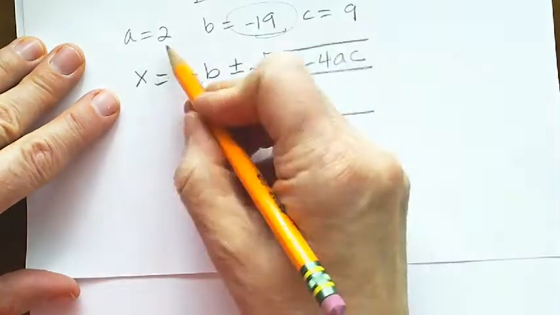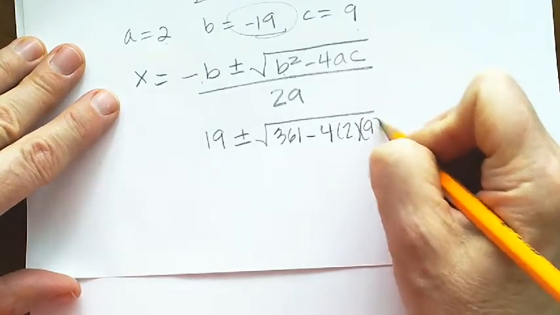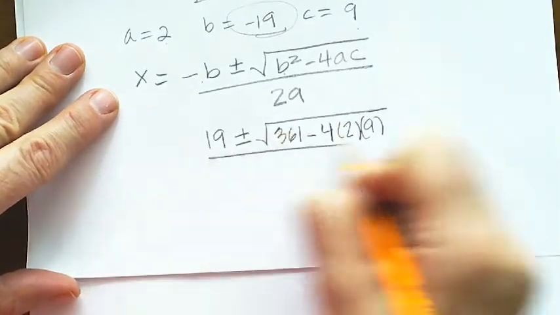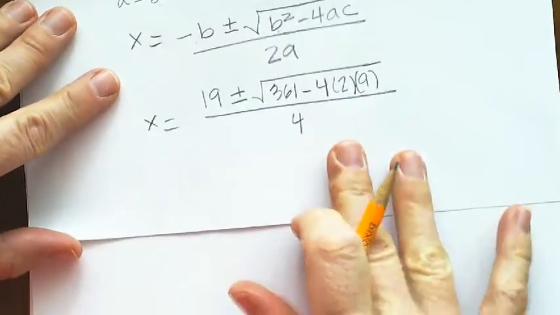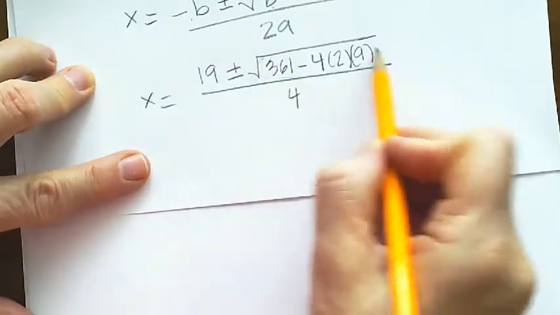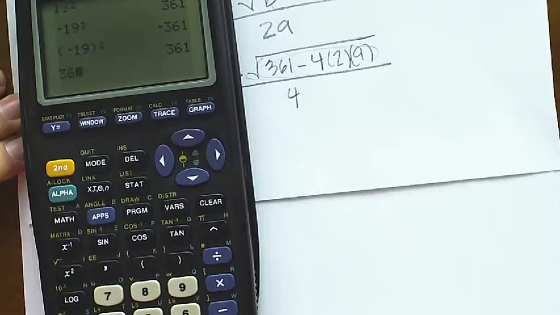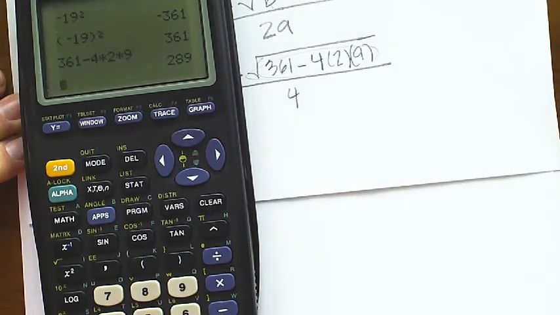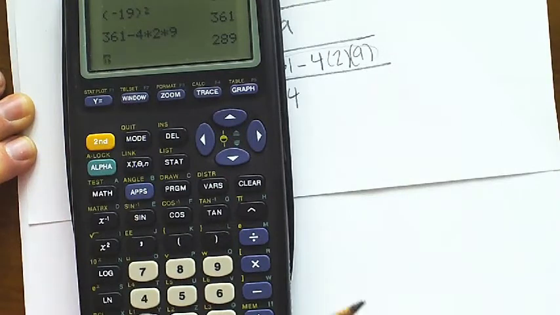Minus 4 times 2 times 9. Okay, divided by 2a. 2 times 2 is 4. So let's see what we get here. I was encouraging you to put this part in the calculator just because that's where students tend to make a mistake. So let's go ahead and do that. Okay, that's 289, which is a perfect square. The square root of 289 is 17.